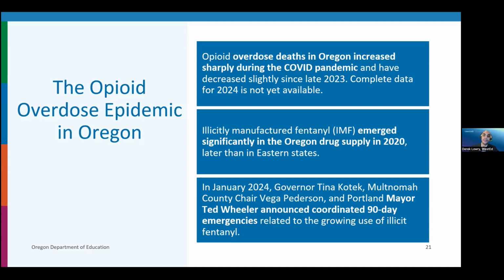In response to these upticks, January 2024 saw a coordinated effort by Governor Tina Kotek, Multnomah County Chair Vega Peterson, and Portland Mayor Ted Wheeler, as they declared a 90-day emergency to address the surge in illicit fentanyl use and to basically get more coordination between local providers and agencies to address rising opioid and fentanyl use during that time.